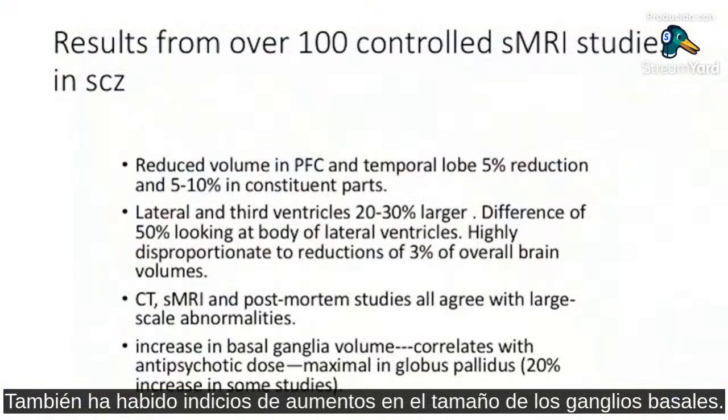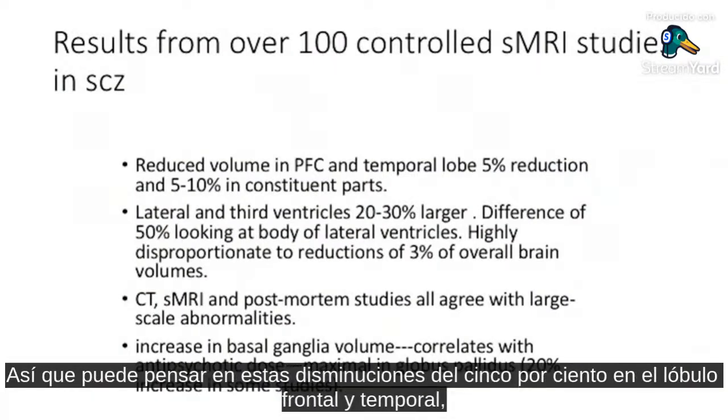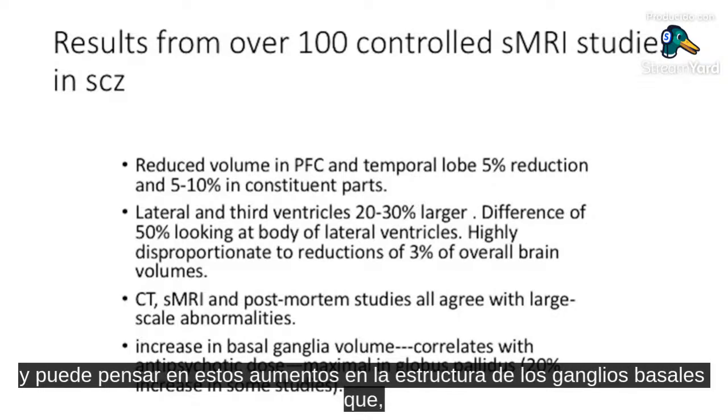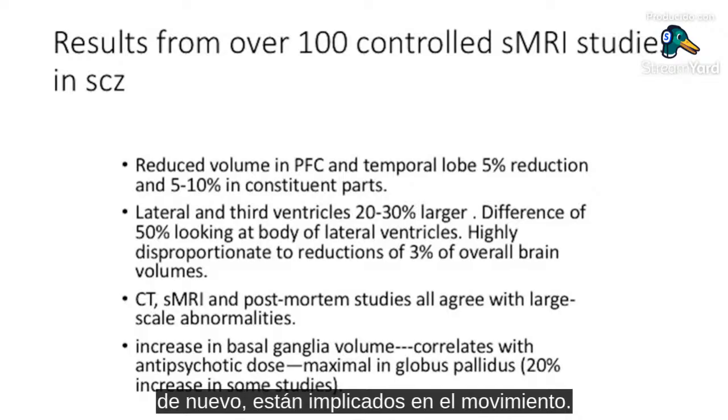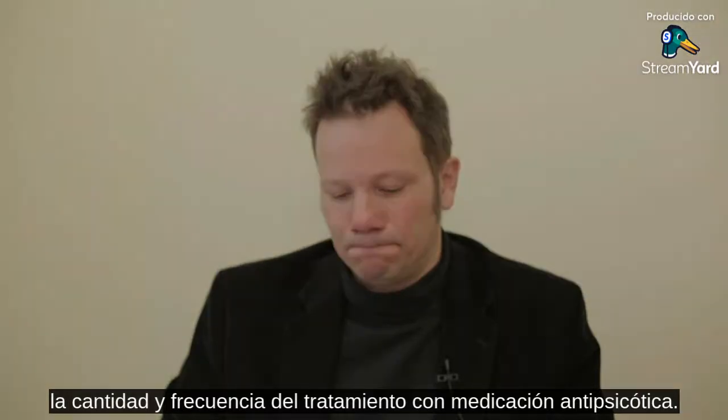There's also been indications of increases in the size of the basal ganglia. So you can think of these 5% decreases in the frontal and temporal lobe, and you can think of these increases in structure in the basal ganglia, which again is involved in movement. These increases have been related to the amount and frequency of antipsychotic medication treatment.